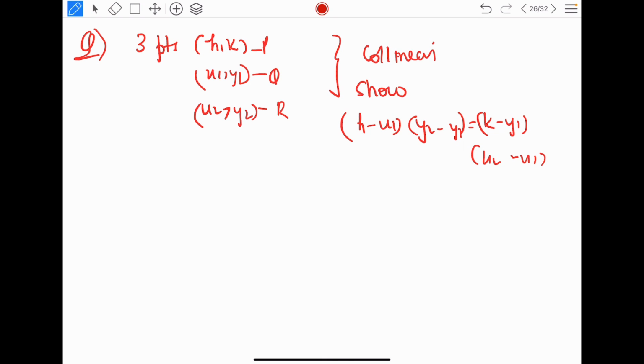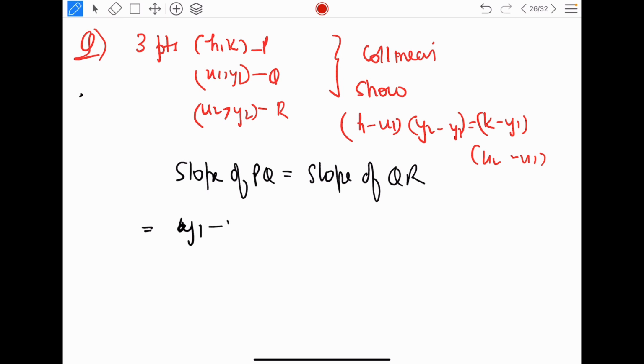So 3 points are given to you, collinear. If they are collinear, you already know the slopes are same. Slope of PQ is equal to slope of QR, and they have a point in common, that is Q, so they are collinear. Let's find slope of PQ through point form, y2 minus y1 upon x2 minus x1. This is going to be y1 minus k upon. Now let's take this one like this, okay?